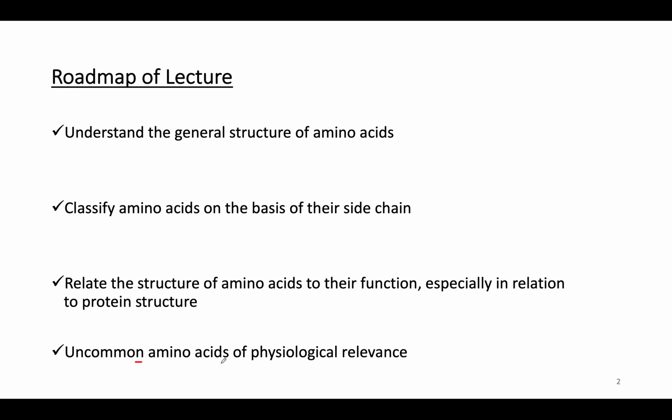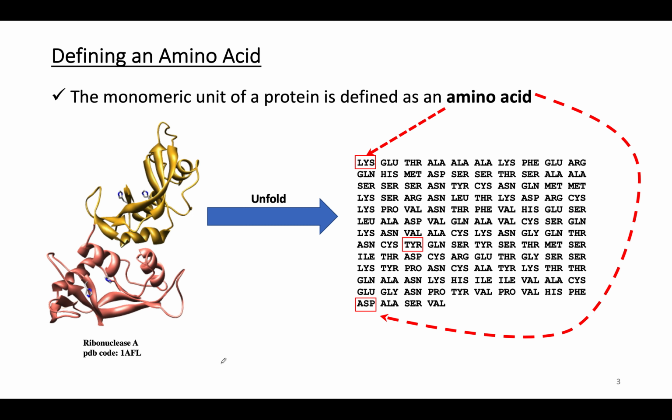So let us first start with a very simple idea. How do you define an amino acid? Now, in textbooks, there are various definitions of amino acids, but I like to define an amino acid as the monomeric unit of a protein. That is, the monomeric unit of a protein is defined as an amino acid.